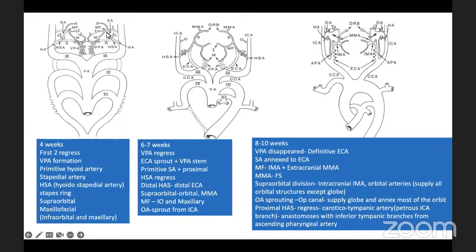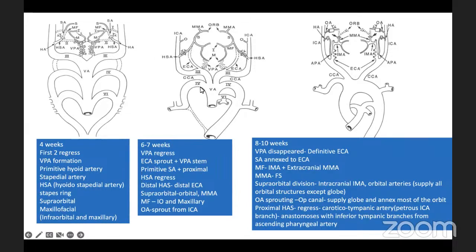This hyoidostapedial artery has 2 branches: one is the supraorbital and one is the maxillofacial. The maxillofacial gives rise to 2 branches again: one is the maxillary and the other is the infraorbital. This is the 4-week stage.